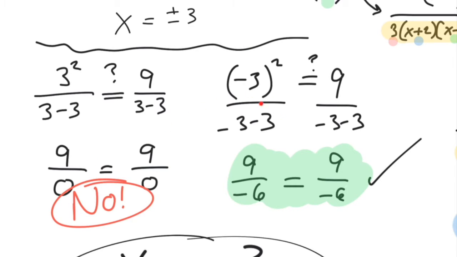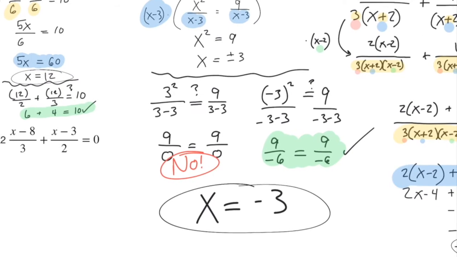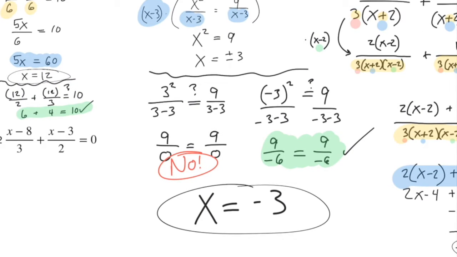But over here on this side, you can have negative 3 squared, and that's fine. It gives you 9. And on the denominator, you have negative 3 minus 3, which is negative 6. This checks out. That's fine. And so the one solution is x equals negative 3, eliminating the extraneous solution of x equals positive 3, because you can't have zeros in the denominator.